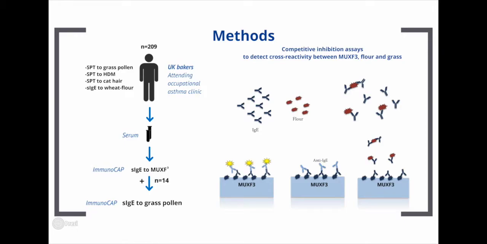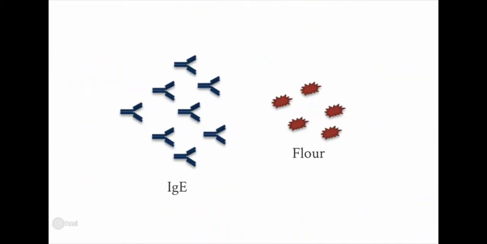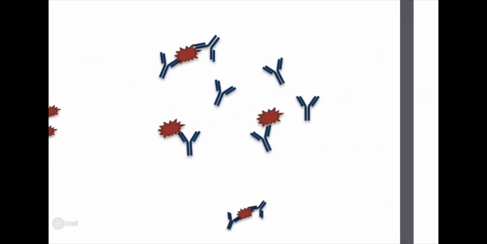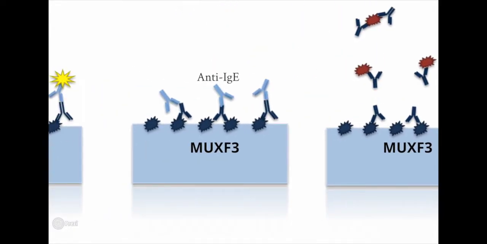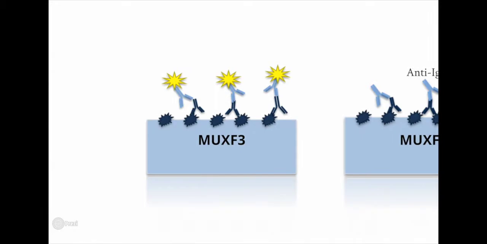Competitive inhibition assays essentially work like this. The patient's serum sample, containing their IgE antibodies, is mixed with an allergen, in this case flour, and any IgE specific for flour binds. The serum-flour mixture is then introduced into a well, which has a solid phase at the bottom. This solid phase is kind of like a sponge, and this sponge already has the CCD MUXF3 bound to it. Now, the IgE that hasn't already bound to the flour can bind to the MUXF3, and we can detect the amount of IgE binding to MUXF3 by further introducing a fluorescently labelled anti-IgE into the mixture.